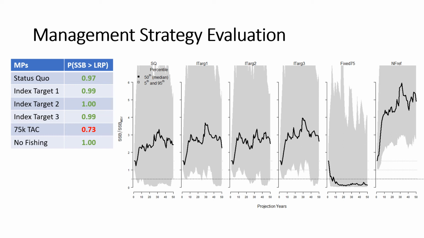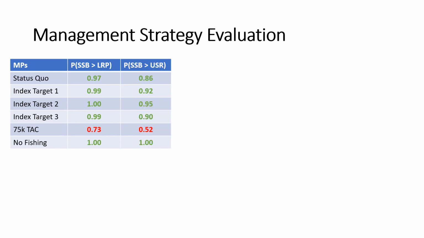Perhaps not surprisingly, the MP with the TAC fixed at 75,000 tonnes has a lower probability of the biomass remaining above the limit reference point. The projection plot shows that the biomass tends to decline quickly to very low levels with this MP. Finally, the no fishing MP results in the biomass rebuilding well above the limit reference point and the upper stock reference point. The MPs have similar performance for the second metric.